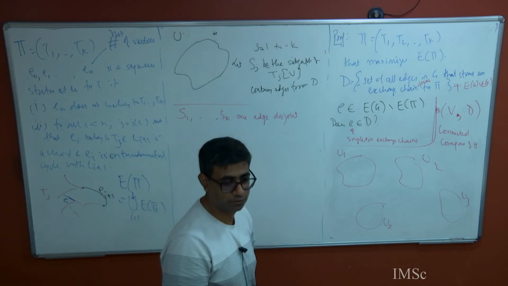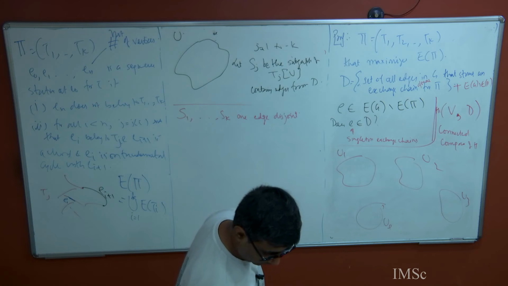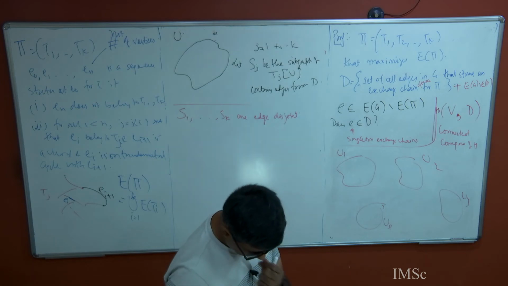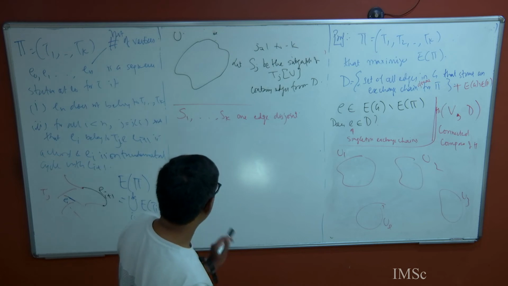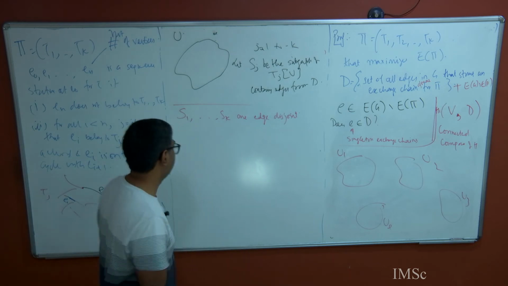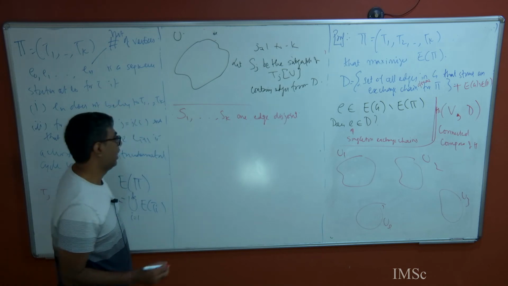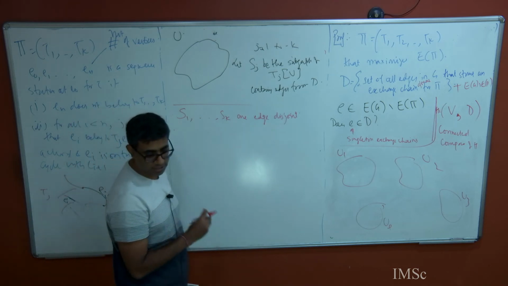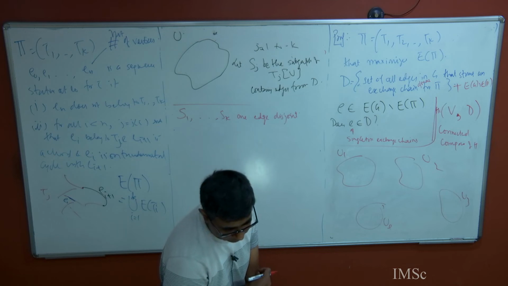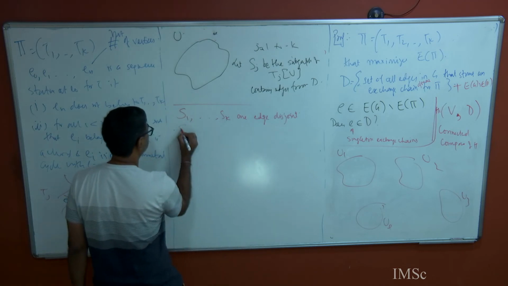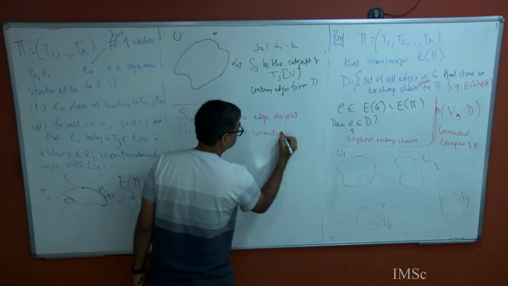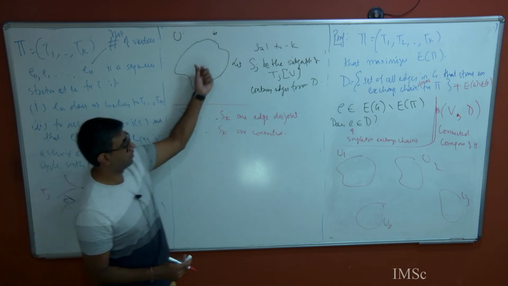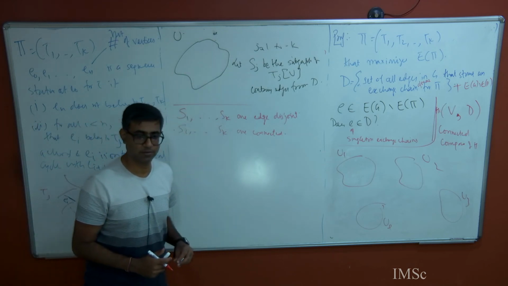Now this is where we would like to use some nice property. What we will show first is that these are edge disjoint, and secondly we will show that each of these Sjs is connected, so S1 to Sk are connected, and then we are done. First I will show these are disjoint, and then that they are connected.